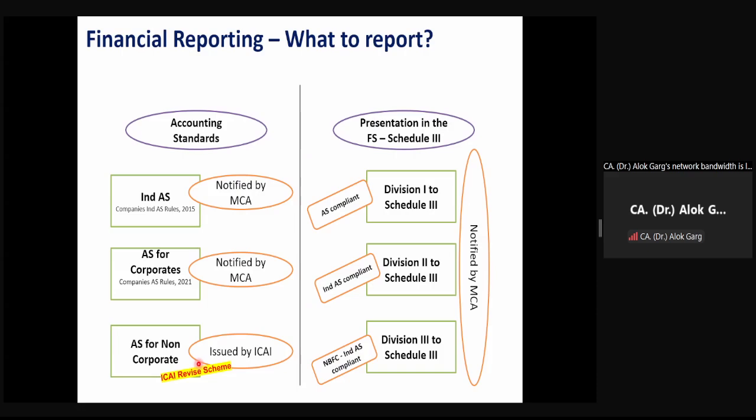AS 3 is not applicable. AS 17 is not applicable for segment reporting. AS 24 is not applicable for discontinuing operations. These 3 standards are completely not applicable to MSME entities, right? And with respect to a few standards, there are some relaxations and some exemptions which are given in the accounting standards for MSME entities. Like we have already discussed, as far as presentation in the financial statement is concerned, there are 3 formats of financial statement: Division 1 to Schedule 3, Division 2 to Schedule 3, Division 3 to Schedule 3, right?